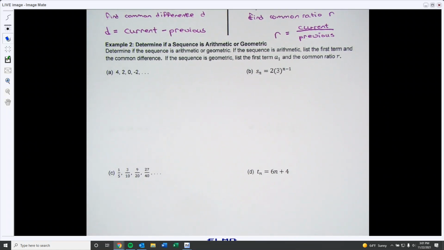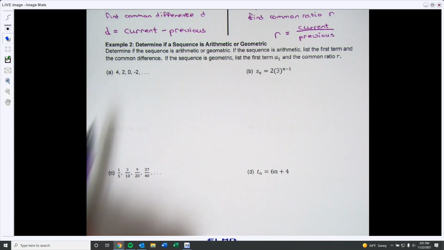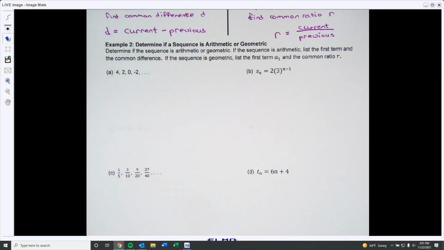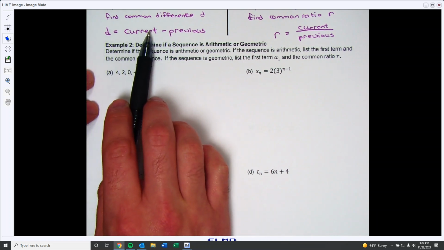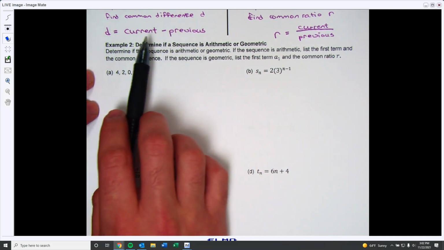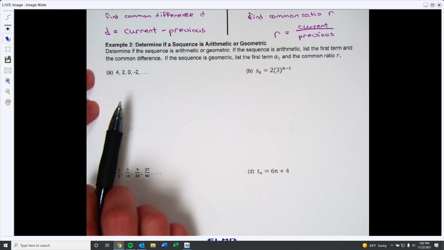All right, so for this example, what we're going to do is first determine whether a sequence is arithmetic or geometric. If it's arithmetic, we're going to list out our first term and our common difference. If it's geometric, we're going to list out our first term and the common ratio. So looking at our first one right here, I have 4, 2, 0, negative 2. Just looking at it, I can see that we're decreasing by 2 each time. If you don't quite see that, you can do a little test. I can check to see if it's arithmetic by finding a common difference.